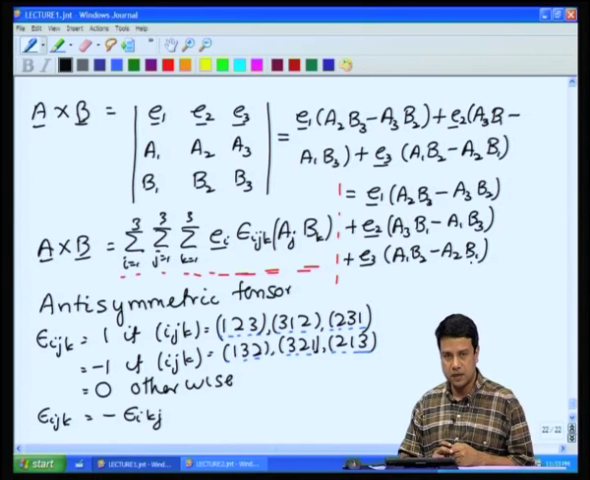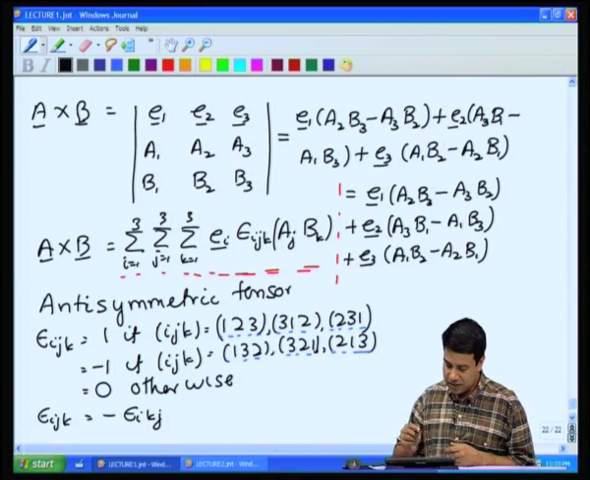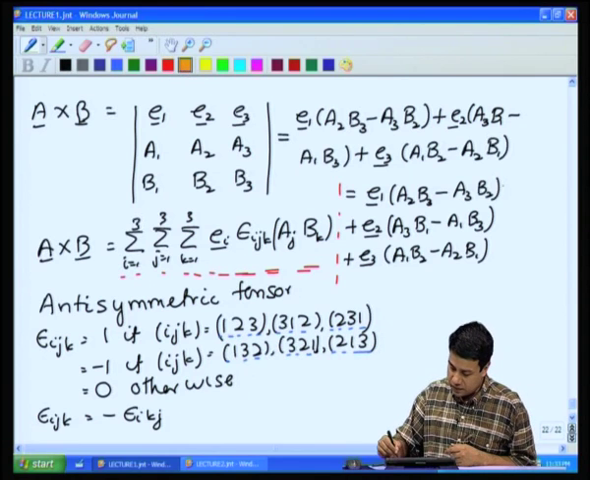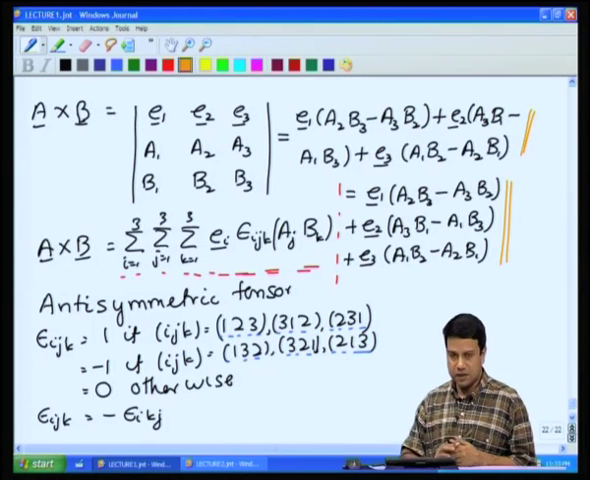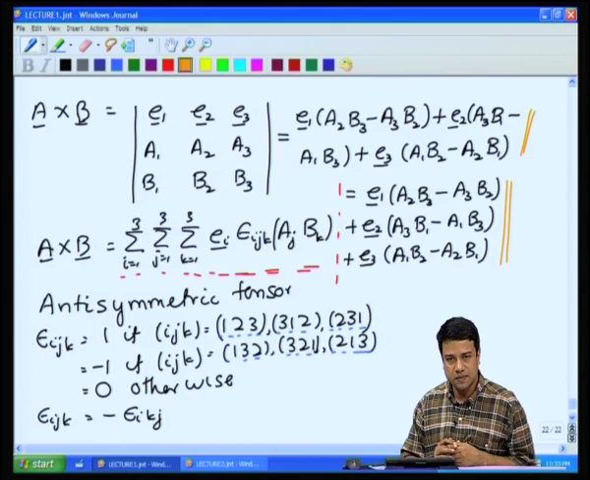So, applying this particular formula, we see that the result that we get for the cross product is identical to what we had in this case. So, this also gives me the result for the cross product.